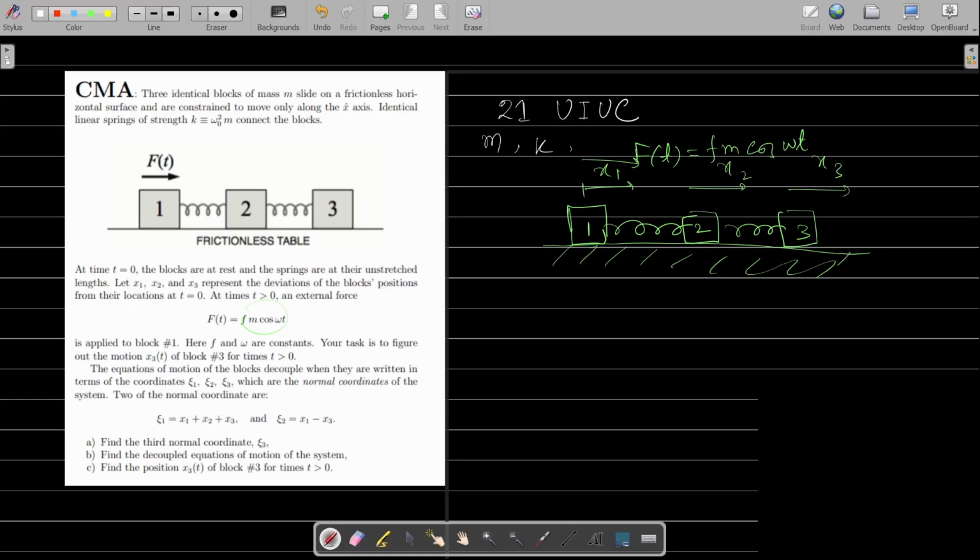It's also given that two of the normal coordinates are psi1, defined in this fashion, and psi2, which is this. Now it's really easy to see why these are the normal coordinates. All you have to do is plug them in. Actually, to see why they are normal coordinates, we need to come up with the equations of motion for all three masses. So we'll get to that now.